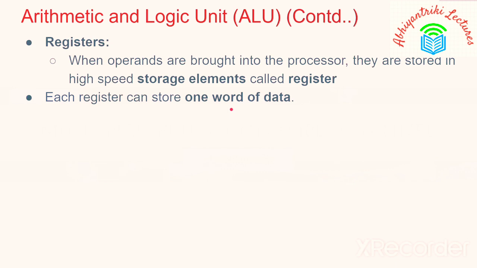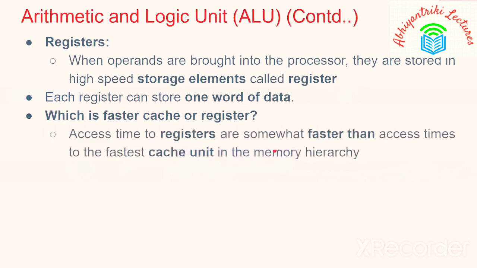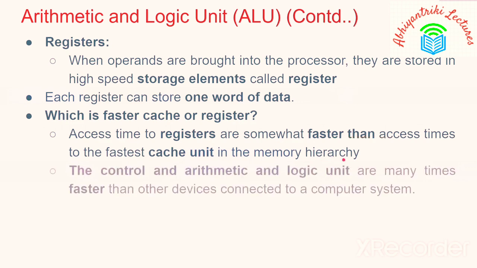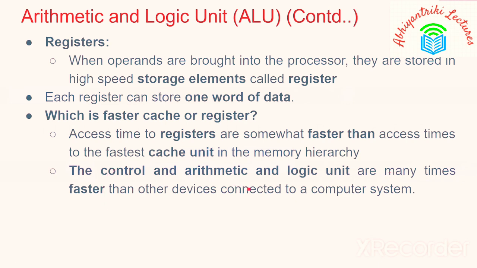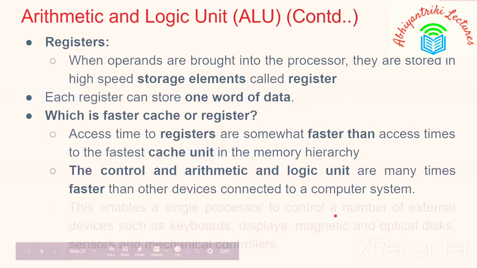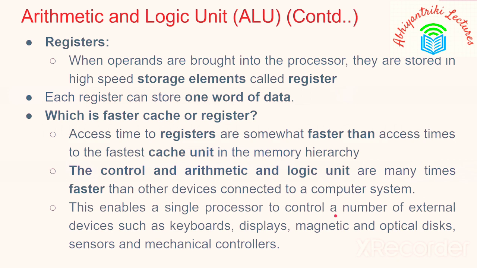So which is faster, cache or register? Registers are faster than the cache unit. Access time to registers is somewhat faster than access time to the fastest cache unit in the memory hierarchy. The control unit and arithmetic and logic unit are many times faster than other devices connected to a computer. This enables a single processor to control a number of external devices such as keyboards, displays, magnetic disks, optical disks, sensors and mechanical controllers.